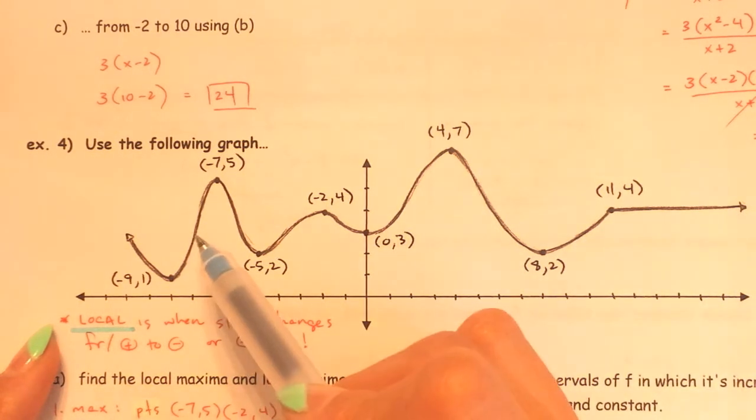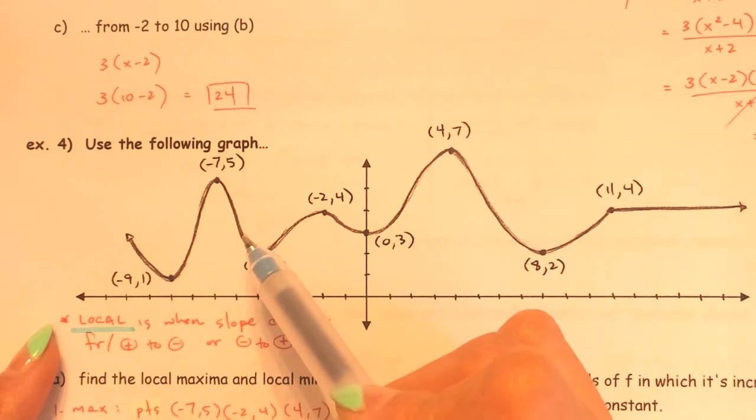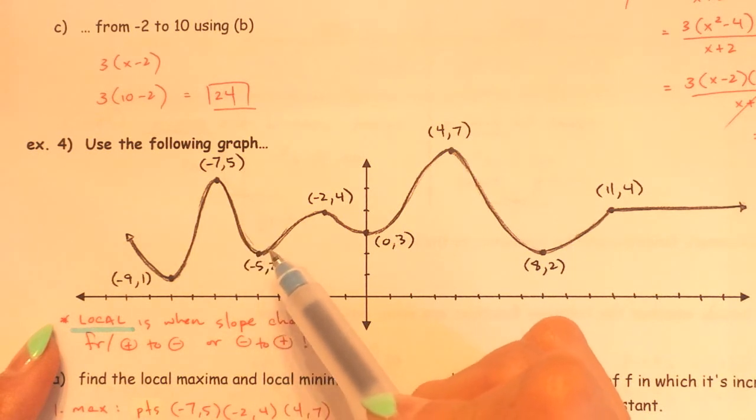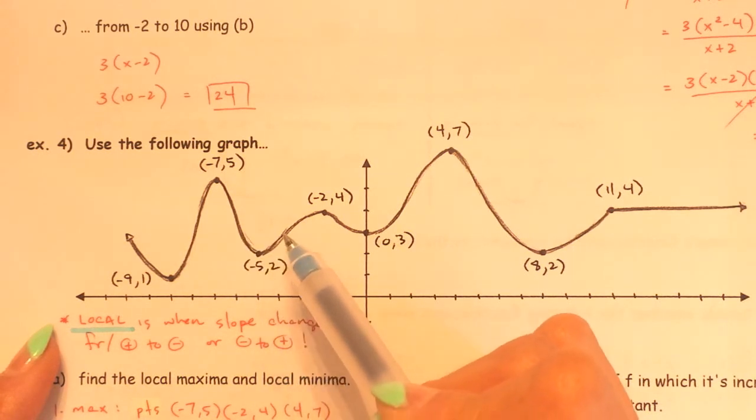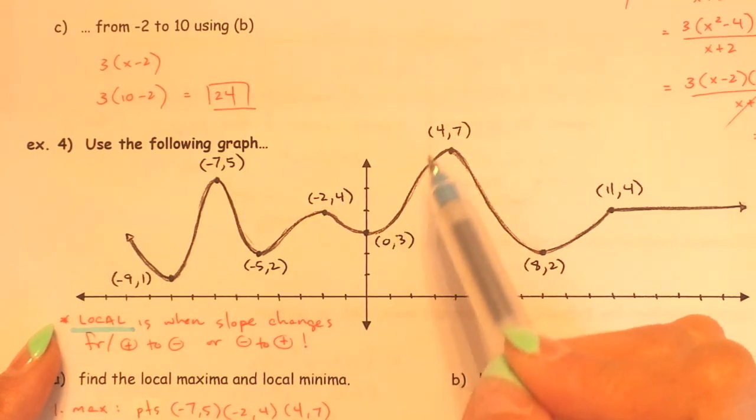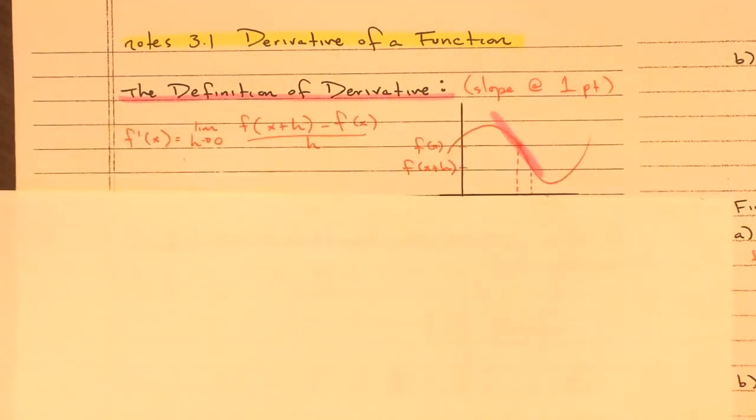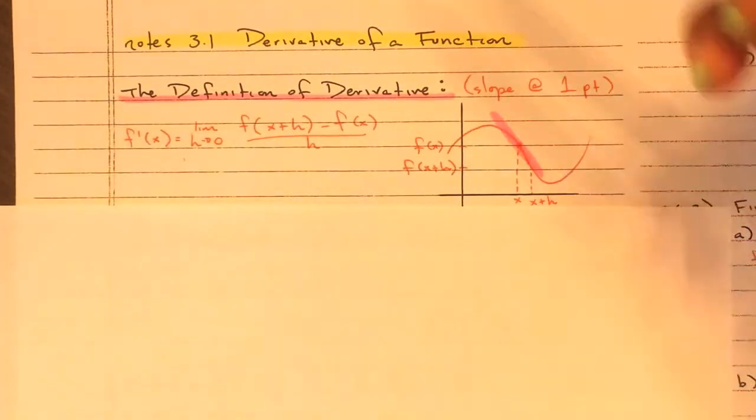So all of these little points have slopes. Like this is a negative slope, this is a negative slope, this is a zero slope, this is a positive slope, but just a little bit. This is positive slope, but more. This is positive slope, but even more positive. So we're talking something like that. So when we say slope at one point, it looks something like this.